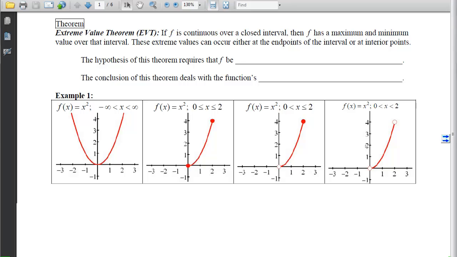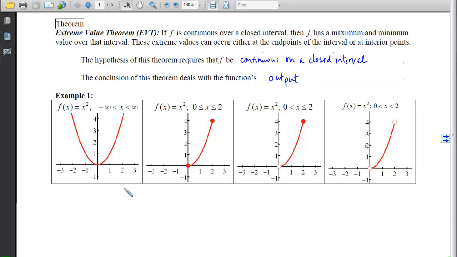And these extreme values can occur either at the endpoints or at the interior points. So what's critical is to know that the hypothesis of this theorem requires that f be both continuous and that it have a closed domain. And the conclusion of this theorem tells us that we're going to have a highest and a lowest y value. That means the conclusion deals with the output of the function.